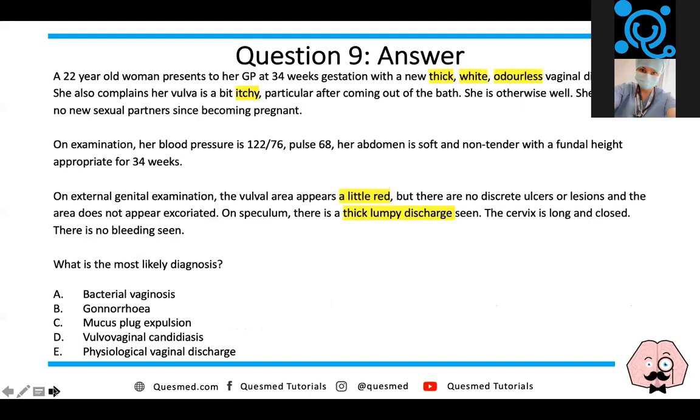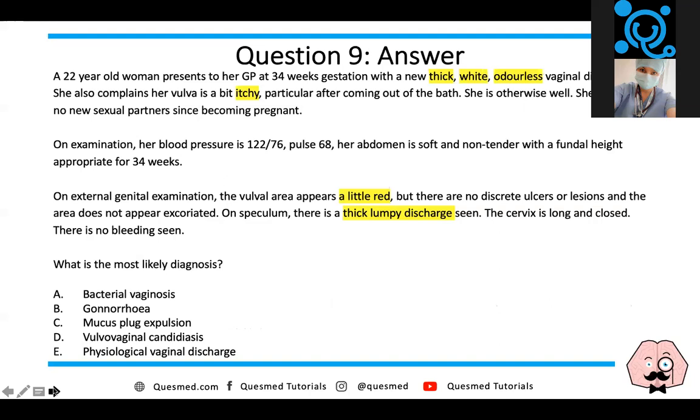Now, I don't think that sounds like BV. BV tends to be more of a copious discharge and tends to be typically smelly. She's not really got any risk factors for STIs, so I don't think it's gonorrhea or anything like that. Mucus plug, well, this sounds more like an ongoing discharge rather than a one-off expulsion of a plug, and a mucus plug expulsion wouldn't tend to cause itch.